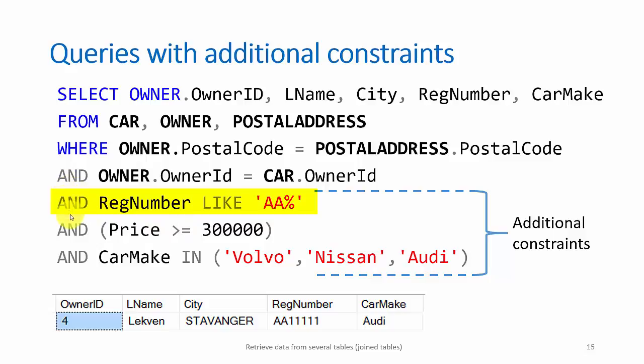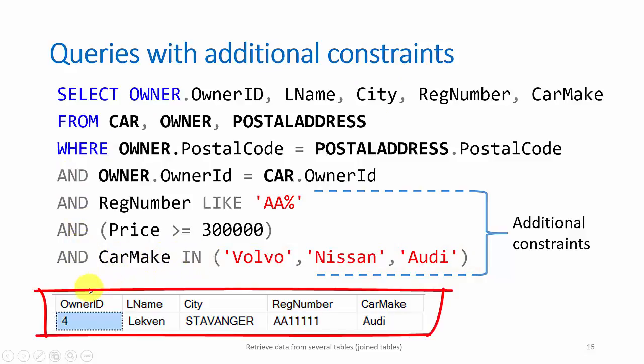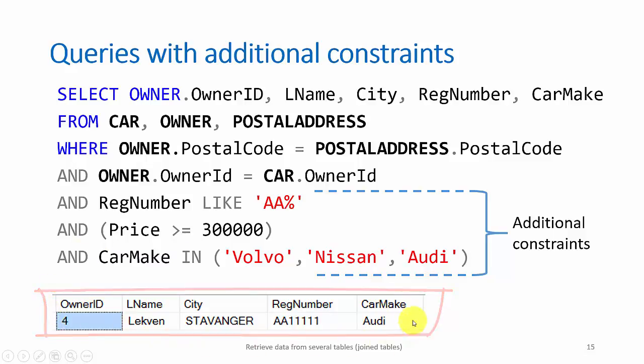Just add more AND functions. So AND reg number like AA%, and price greater or equal to 300,000, and car make in, which means that it has to be in this specified set of data: Volvo, Nissan or Audi. So that's how we add additional constraints, and we can add as many as we want to. And in this case we have limited it so much that we only have one row returned.